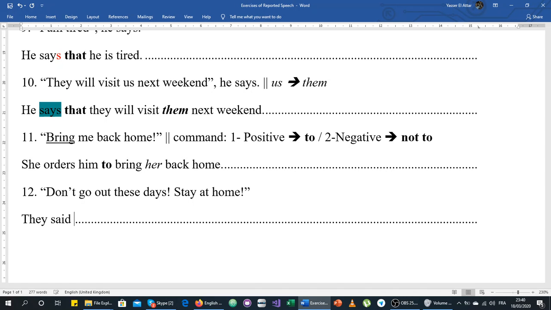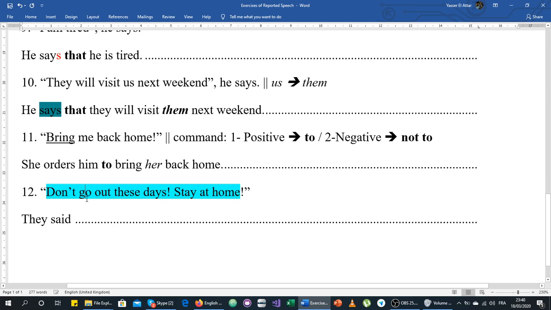The last sentence is "Don't go out these days, stay at home." This is very important. So this one is also a command that starts with "don't go." And we have two commands. We have two verbs here. "Don't go out," it's a phrasal verb, to go out. And we have "stay." So this one we have two cases. We have commands, but one is negative and the second one is positive.